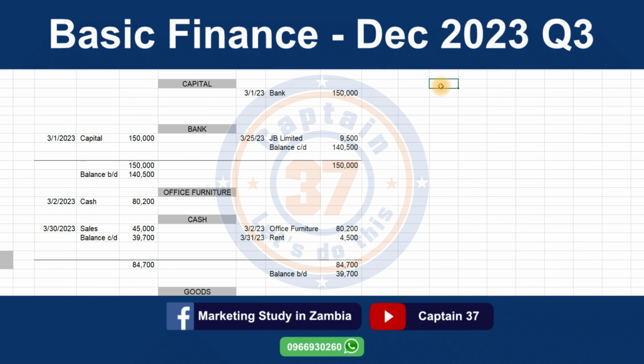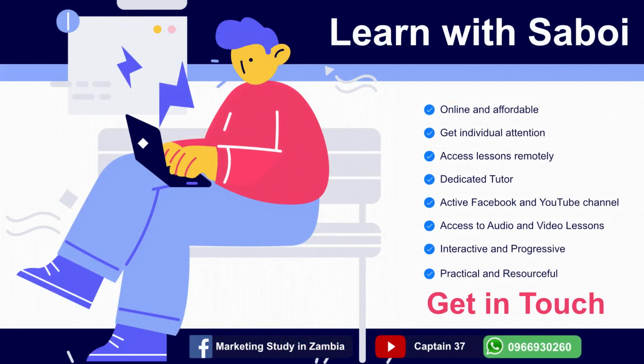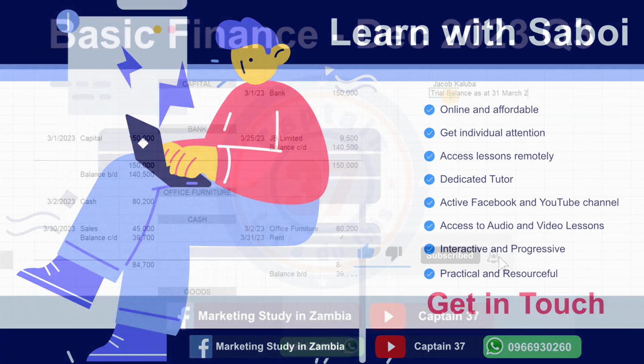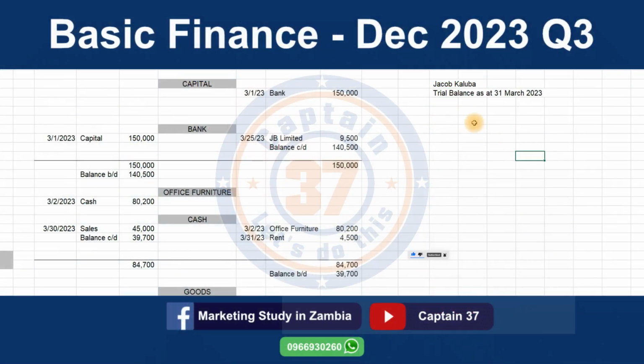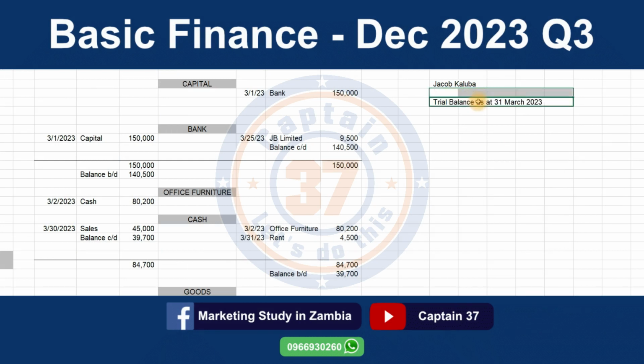So we are supposed to prepare a trial balance for who? We are dealing with the account for Jacob Kaluba. So that's the first thing that you always write, the name of the account. The next, you need to clearly indicate that this is a trial balance as at 31st March 2023, like this. You need to clearly indicate this. Okay, let's just create some space here just to make it look neat like that.